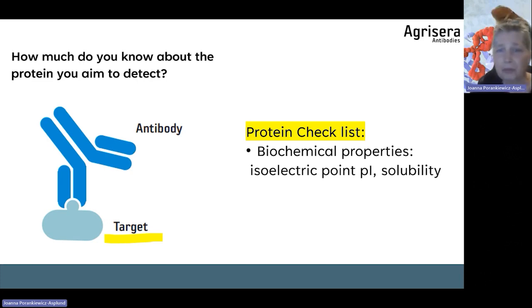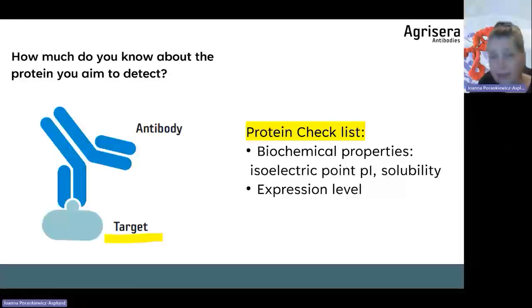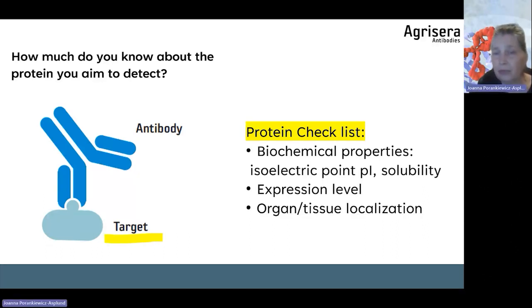Biochemical properties of the protein you aim to detect: isoelectric point, its solubility. Is it a membrane protein? What is its expression level? That's very important. Is it a low expressed protein or very abundant? Where is it localized, in which organ, which tissue? These are the crucial pieces of information. And also cellular localization can be of importance, especially if the protein to be detected is of low abundance.